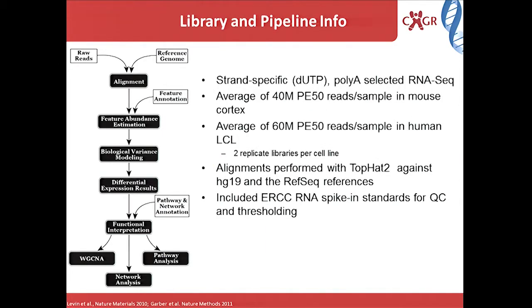So as a very quick overview of our methods, we generated strand-specific polyA-selected RNA-seq on 16 mouse cortex samples to a depth of 40 million reads per sample, and 35 human lymphoblastoid cell line samples to a depth of 60 million reads per sample across 2 biological replicates. We performed our alignments with TopHat 2 against the HG19 and RefSeq references, and we included ERCC RNA standards for downstream quality control and expression thresholding.